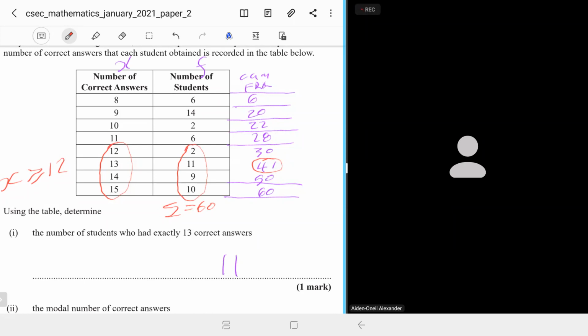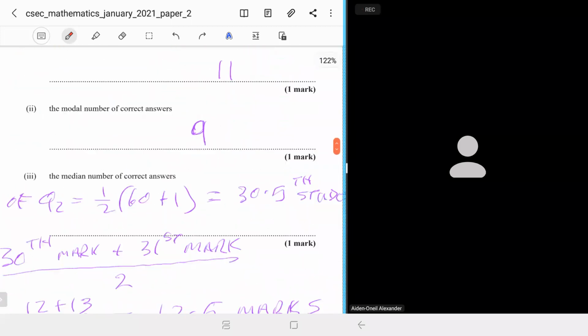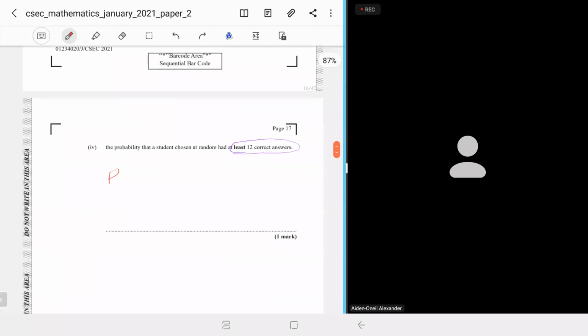These are the marks that are greater than or equal to 12, and these are the students. So 2 students get 12, 11 students get 13 marks, 9 students get 14 marks, 10 students get 15 marks. All of these students got at least 12 marks, 32 of them. The probability of x being greater than or equal to 12, where x is the mark, is 32 over 60. I can simplify it after that.